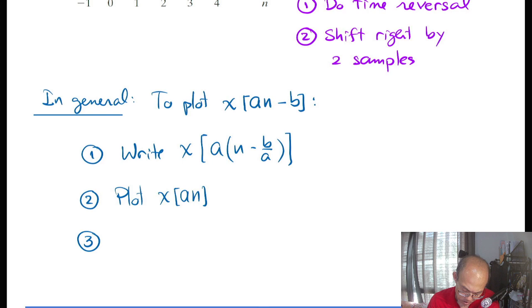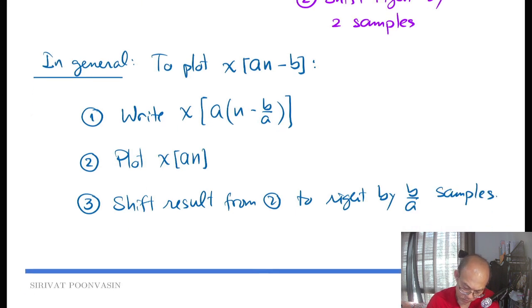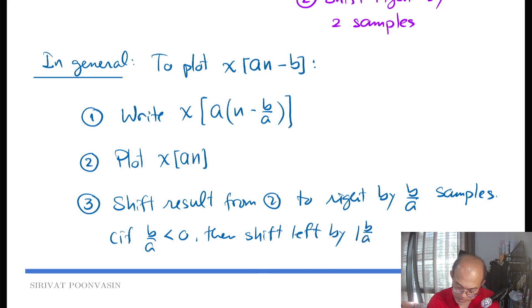Okay. Shift the result from step 2 to the right by b over a samples. Now be careful, if b over a is negative, then instead of shifting right, you shift left by absolute b over a samples.